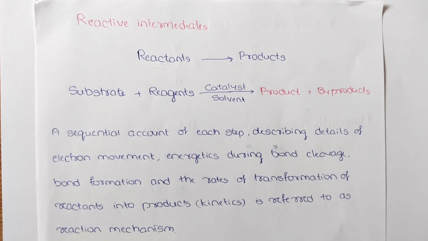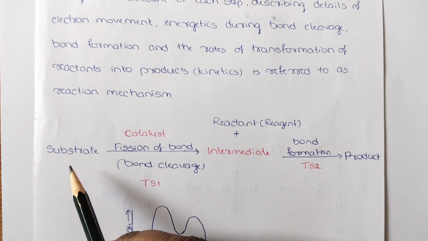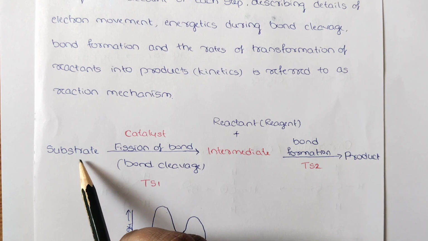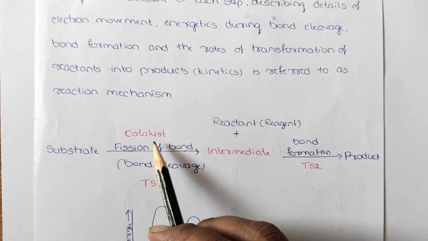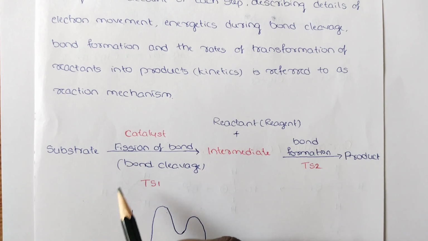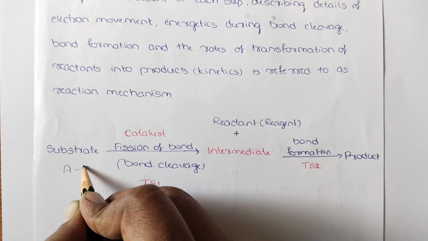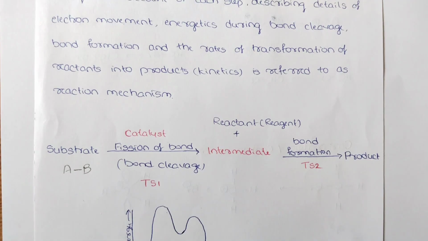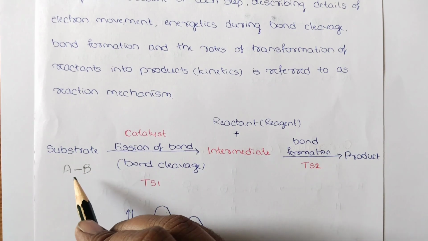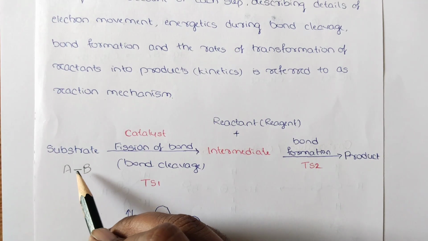Okay. Then what actually happens in the organic reaction is you know that there will be two steps. Means when the substrate is in the presence of catalyst, there is a cleavage of the bond, means there is a fission of a bond takes place. And let's take an example. Here we have this substrate. This is a molecule. These are the atoms. Let's consider these are atoms. This is a covalent bond.